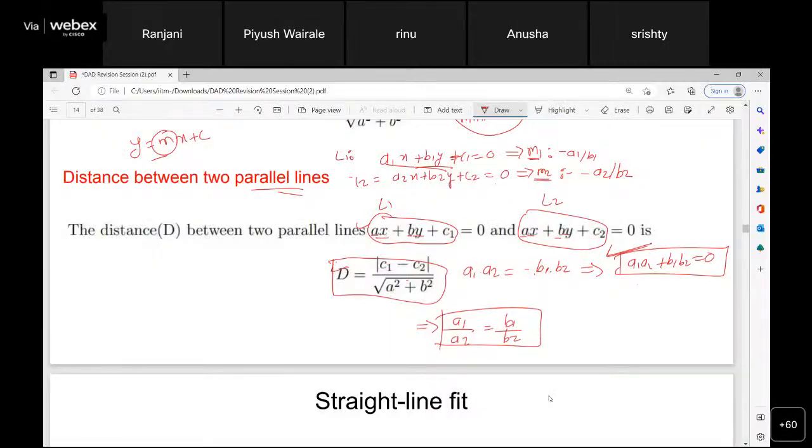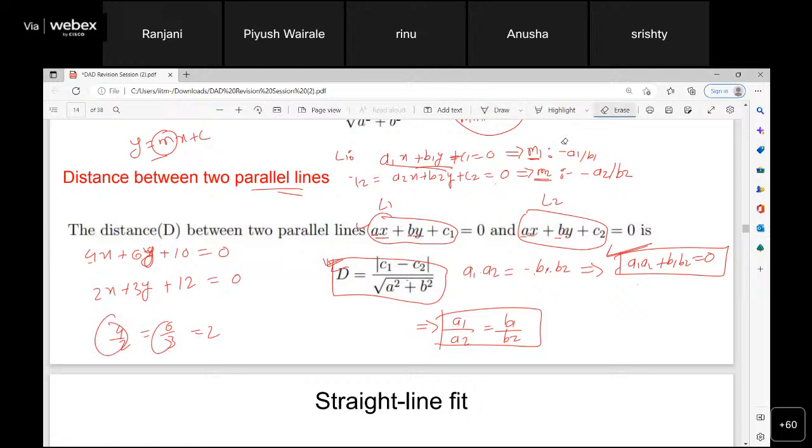Okay, so where I was. This formula you can only use when A and B are the same. So what if there is 4x plus 6y plus 10 equals 0 and 2x plus 3y plus 12 equals 0? Then can you use this formula? These two are parallel lines, right? Because if you check the ratio, it is 4/2 equals 6/3, which is 2 only. So the ratios are equal, and these two lines are parallel.